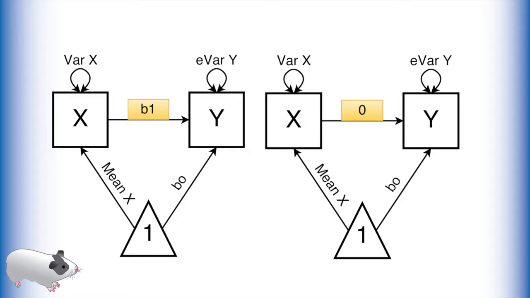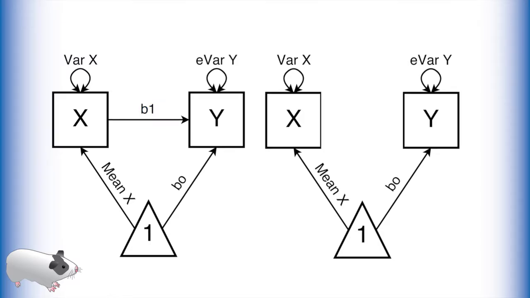Because these models are nested, that is, you can create one model from the other by only adding or subtracting paths, we can compare them using a likelihood ratio test. This will give us a p-value based on a chi-square distribution. This tests the null hypothesis that the more constrained model, that is, the model with b1 fixed to 0, fits the data just as well as the model with b1 free to vary. If p is very small, we can reject this hypothesis and say that b1 is a significant path in our model.